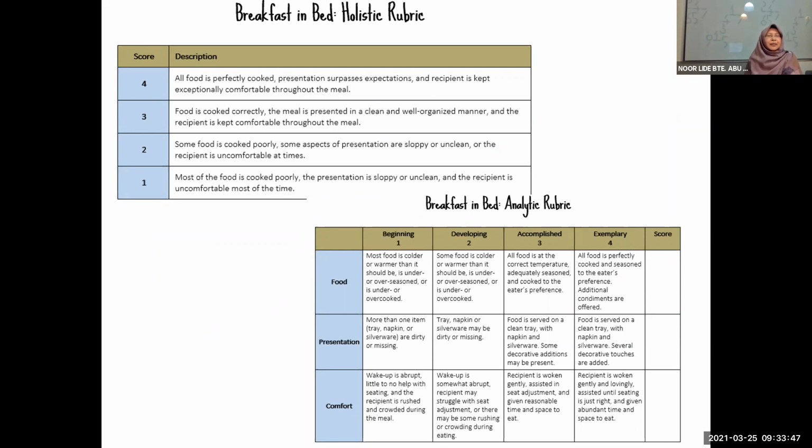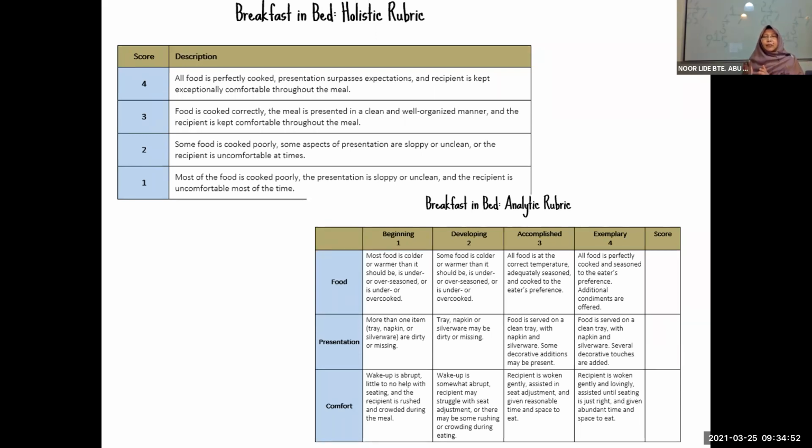So you have performance level 1 up to 4. You see that for holistic rubrics, all elements are put together. For a level 1, most of the food is cooked poorly, presentation is sloppy or unclean, and the recipient is uncomfortable most of the time. But in an analytic rubric, you find that these 3 elements have been broken up into 3 different criteria: food, presentation, and comfort. The analytic rubric gives more description about what is expected at the exemplary level, or at least at the accomplished level. This is the standard that we want for our students.